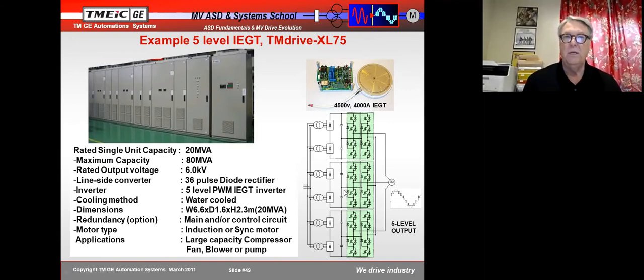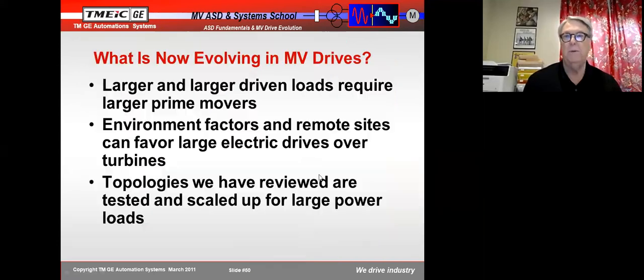And you can see this has got multiple transformer windings, so you would expect that to be a multi-pulse drive. What is evolving in drives now? We're getting larger and larger motors. People now are trusting larger and larger motors to drives because they're so reliable. And you can get, like in natural gas compressors, not uncommon to see 80,000 horsepower motors. And so we're seeing more and more very, very large drives.